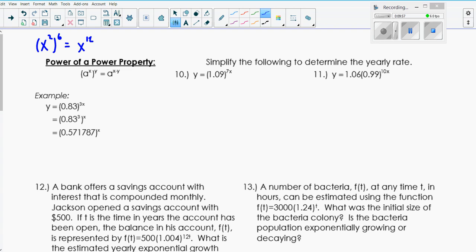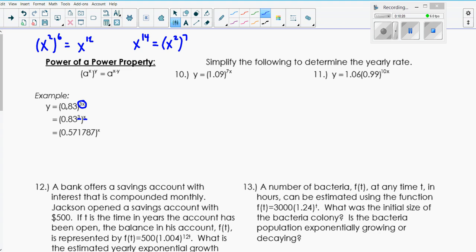Okay, we can break those up. So let's say I started with something like x to the 14th power. I could say that that's the same thing as x raised to the second raised to the seventh. Okay? That's what I'm going to use here. And I wrote it out here for you. It says y equals 0.83 raised to the 3x power. And then notice here it's broken up. This is raised to the third and then raised to the x power.